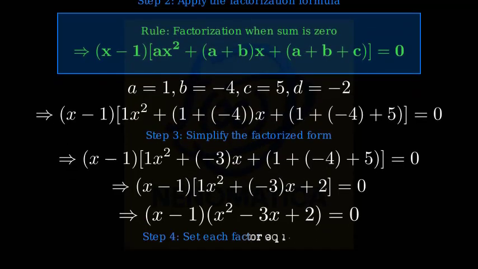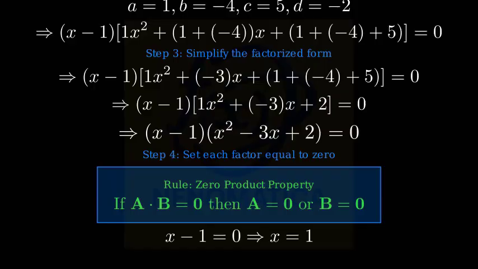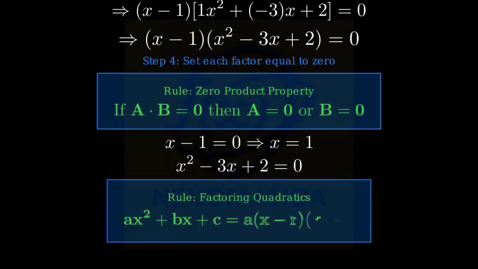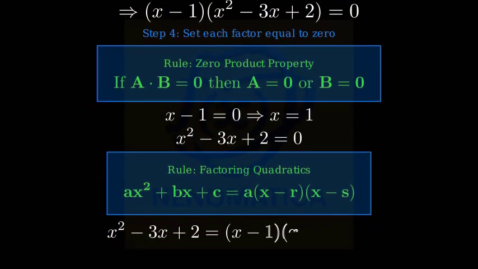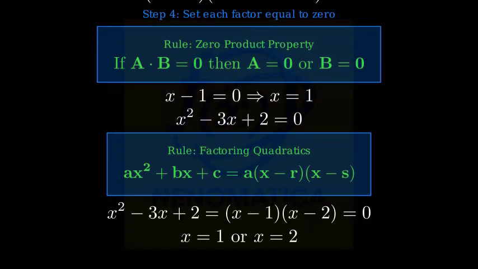Now we need to set each factor equal to 0 and solve for x. For the first factor, we have x minus 1 equals 0, which gives us x equals 1. For the second factor, we need to solve x squared minus 3x plus 2 equals 0. We can factor this quadratic expression as x squared minus 3x plus 2 equals x minus 1 times x minus 2, which equals 0. So we get x equals 1 or x equals 2.